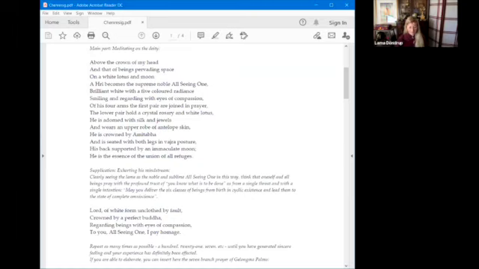So visualizing this, we'll chant the text that starts above the crown of my head. Above the crown of my head and that of beings pervading space, on a white lotus and moon, Hri becomes the supreme noble all-seeing one, brilliant white with a five-colored radiance, smiling and regarding with eyes of compassion.